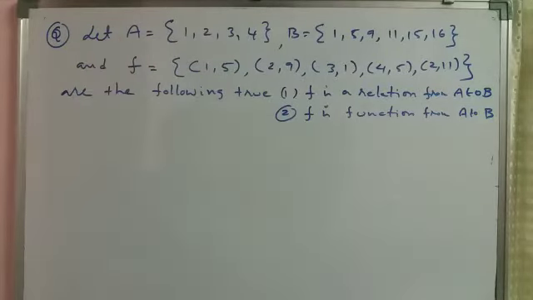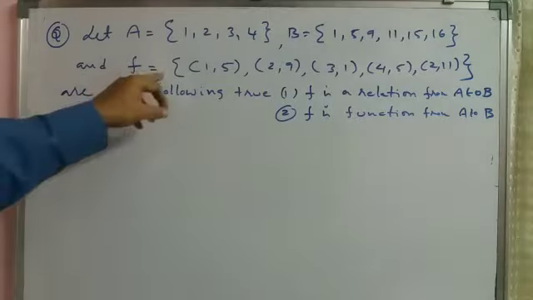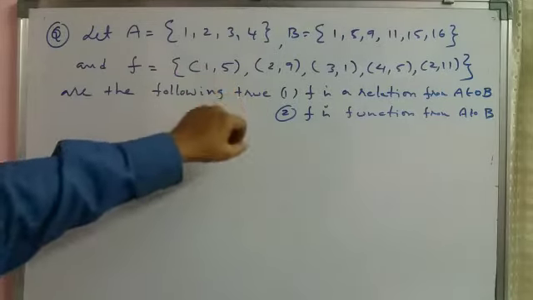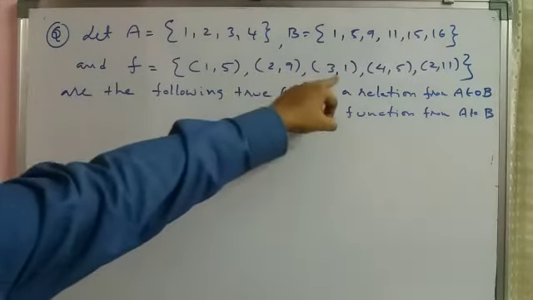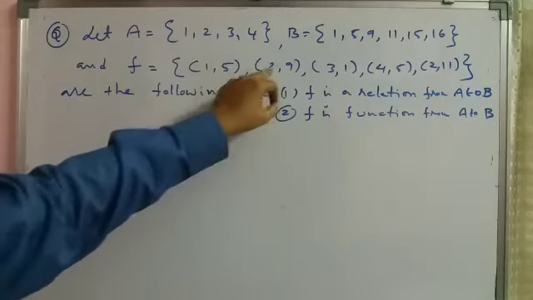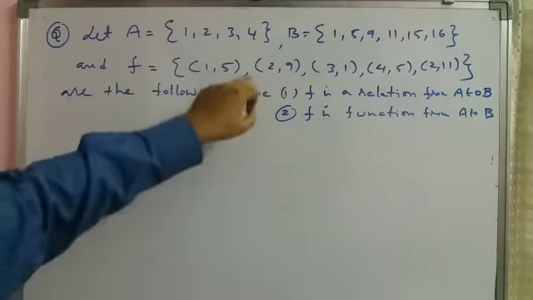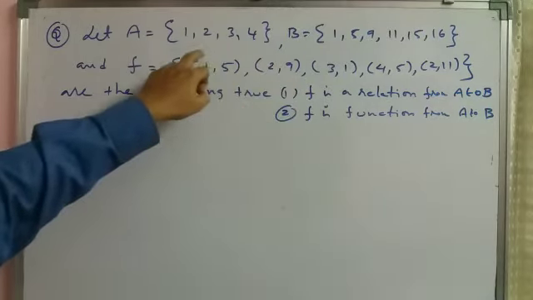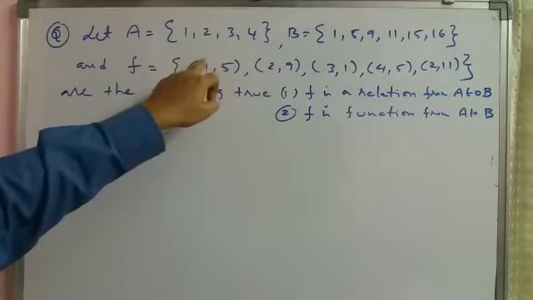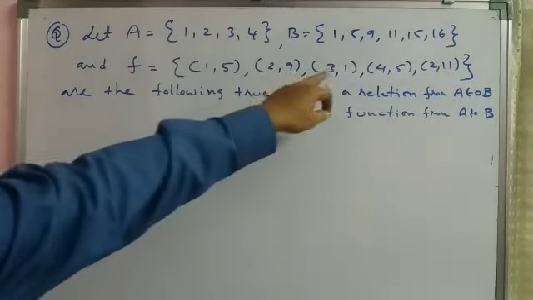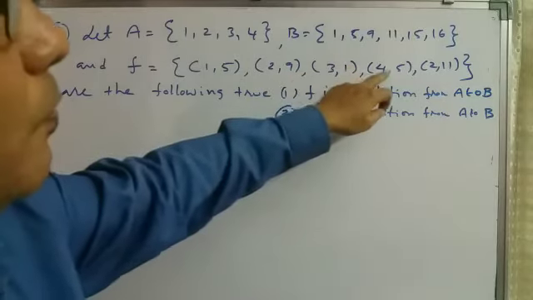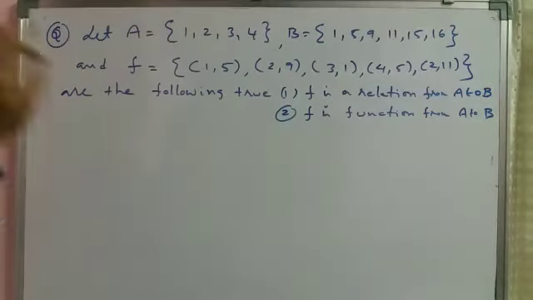Let A equal the set with elements 1, 2, 3, 4, and set B with elements 1, 5, 9, 11, 15, 16. And f equals the pairs (1, 5), (2, 9), (3, 1), (4, 5), (2, 11). That means the image of 1 is 5, and the image of 2 is 9. The first one is x, the second one is y, and y is called the image of x. Like that, 3's image is 1.